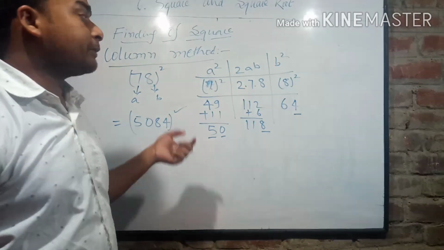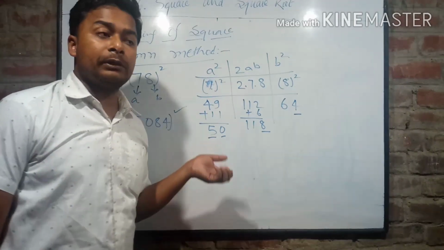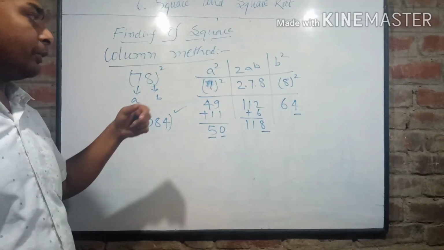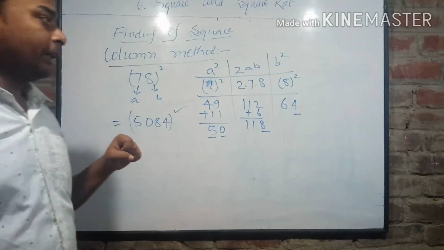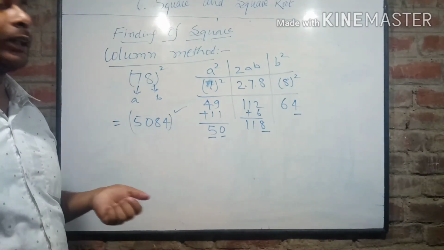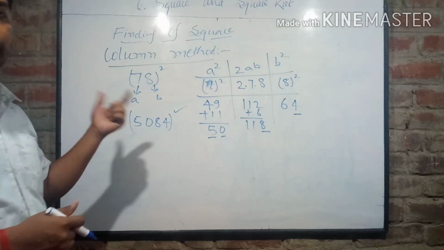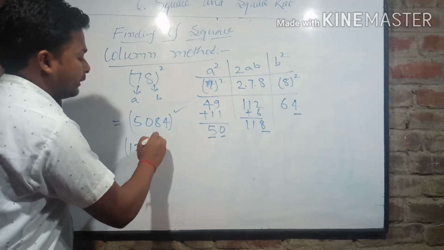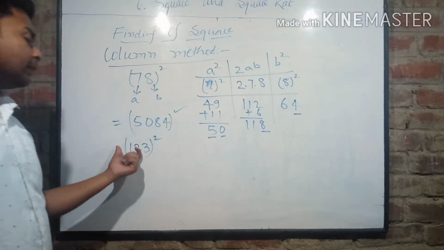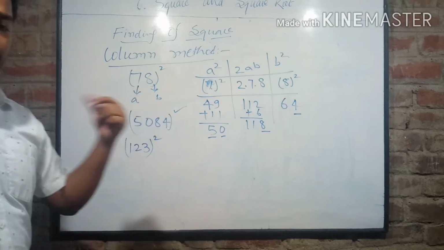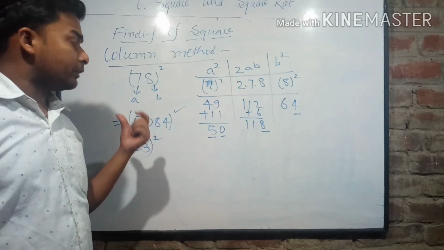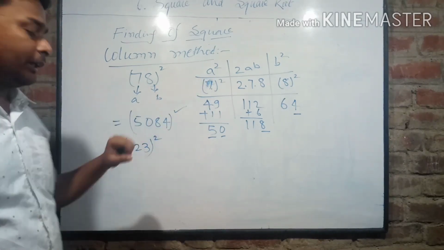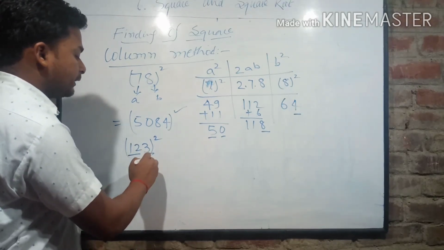Now many of the students might have the doubt, sir, whether it is possible to use this method for a 2-digit number or a 3-digit number. So I will take one example of a 3-digit number, let the example be 123 square. Here we can take either 12 as A and 3 as B, or 1 as A and 23 as B, but for convenience, to keep our simplification simple, we will take 12 as A and 3 as B.